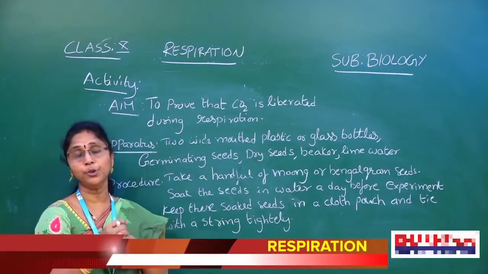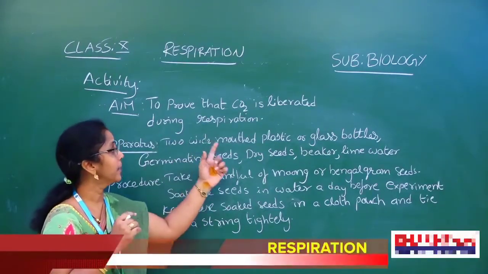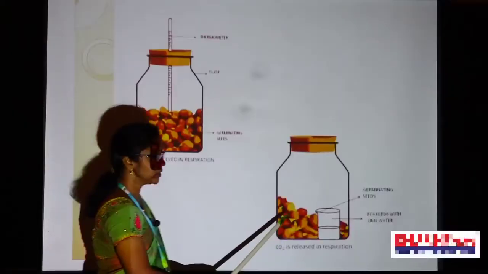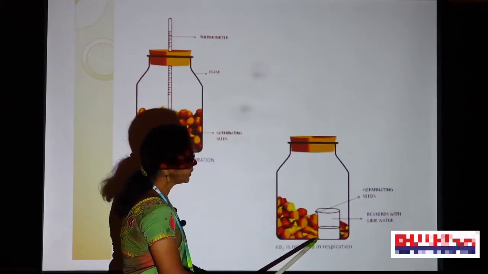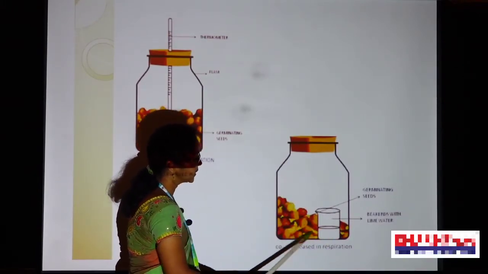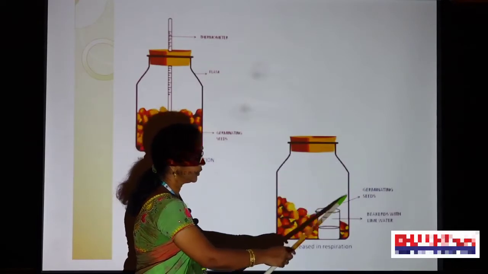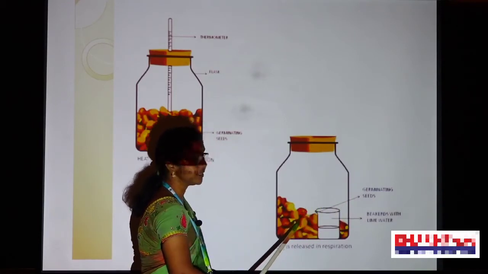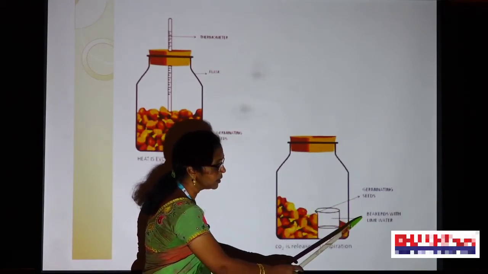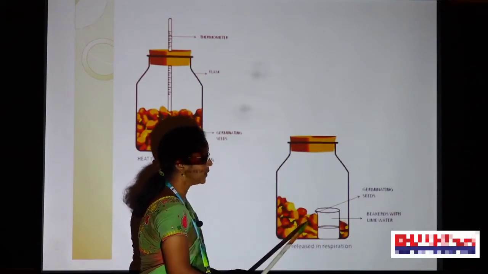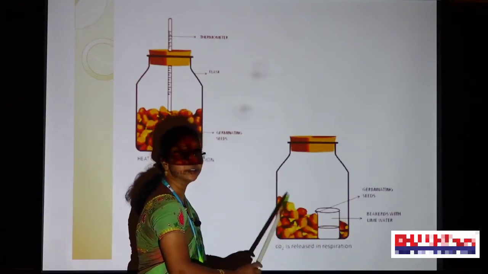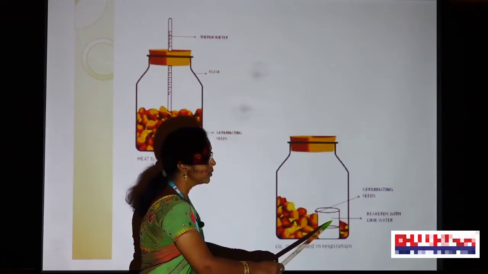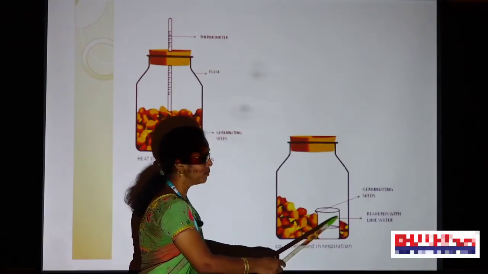Finally, what is the conclusion here? Carbon dioxide is liberated during respiration. See once again, carbon dioxide is released in respiration. That is the aim. What is the apparatus here? A glass bottle with germinating seeds and a beaker with lime water. Now what happens here? The germinating seeds release carbon dioxide, and in the presence of lime water, it turns milky white.